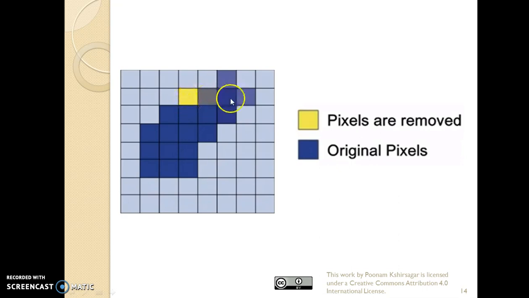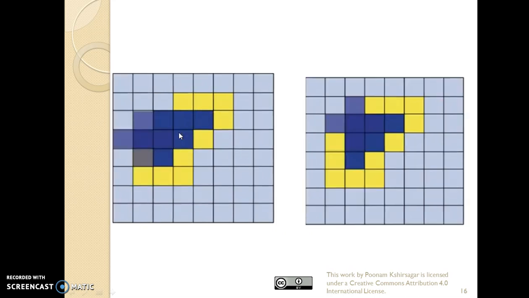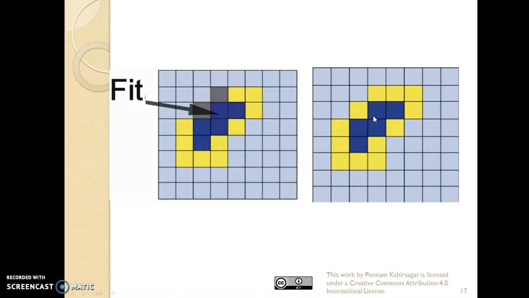Similarly, we have to move this structuring element to the right side. Here all these pixels are removed because the structuring element is doing a hit with the object elements like this. This process of hit is continued, so all these pixels are made yellow. Now at this particular location, the structuring element totally fits with the image. So when there is a fit, no element or pixel is removed from the image. We can observe here. So this is the result of erosion.